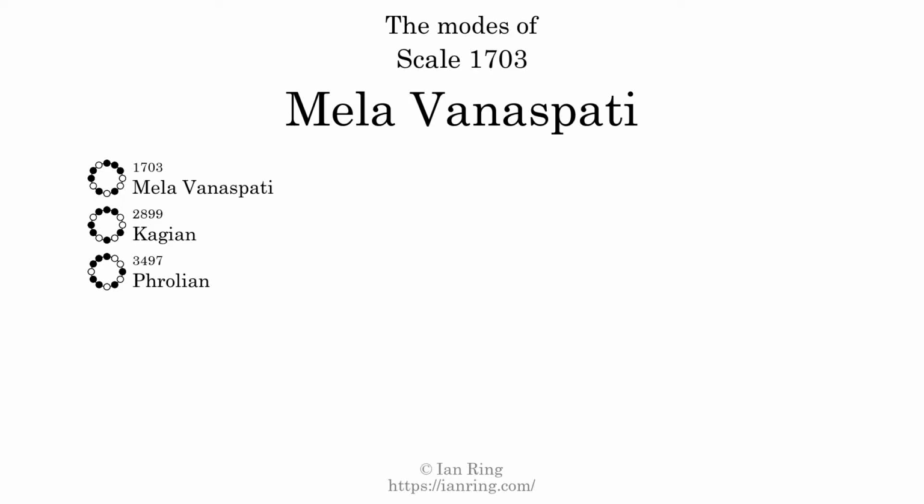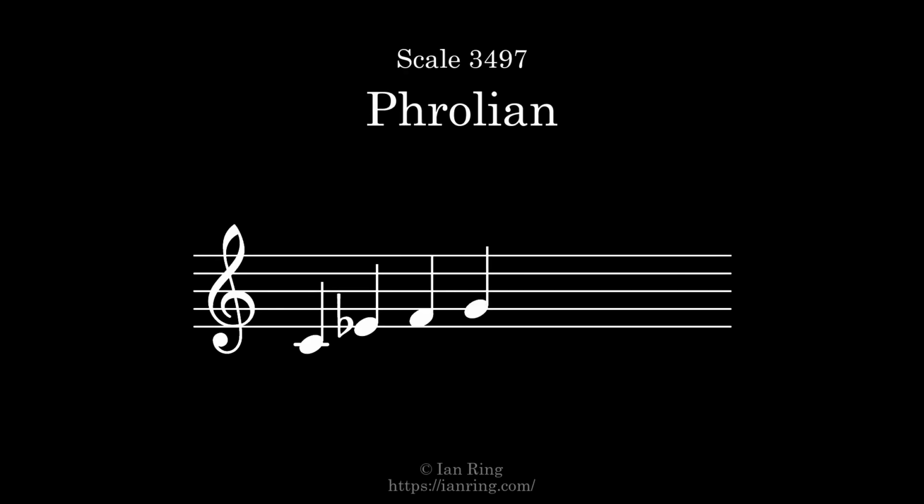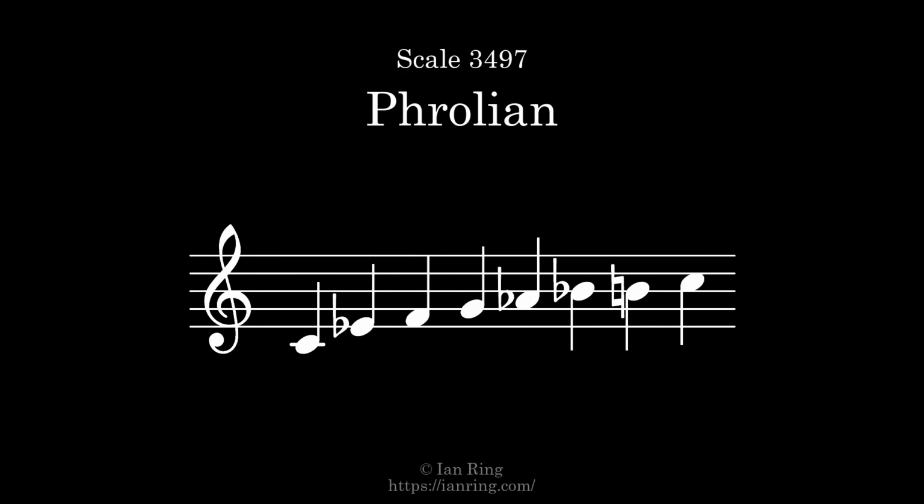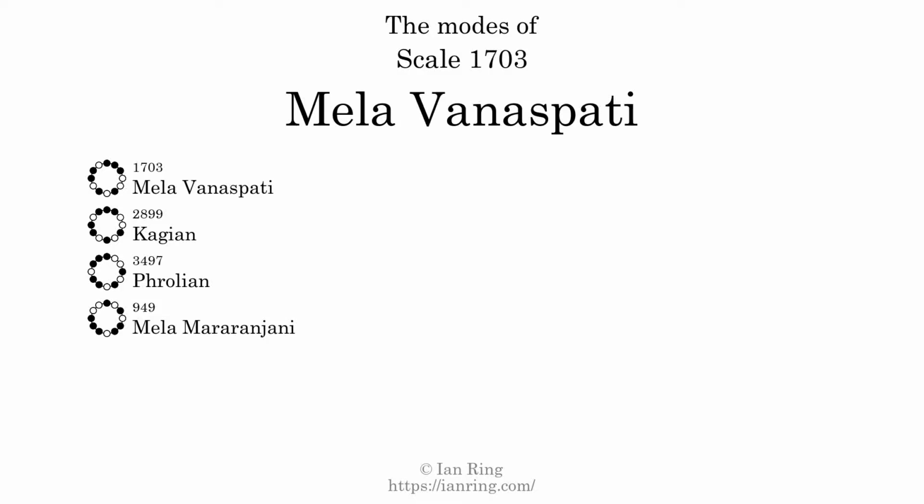The third mode is scale 3497, also known as Phrygian. It sounds like this. The fourth mode is scale 949, also known as Mela Vanaspati. It sounds like this.